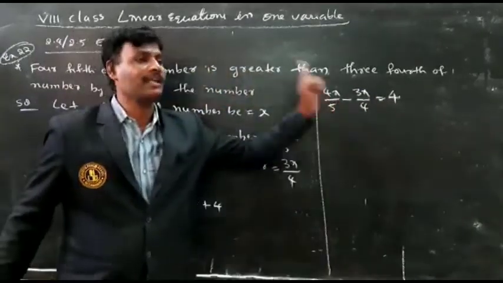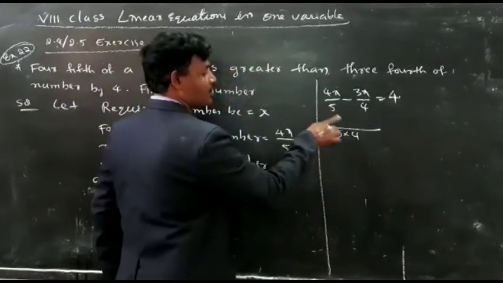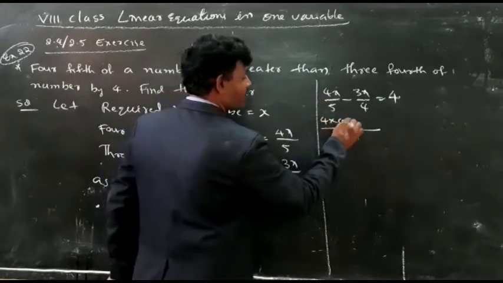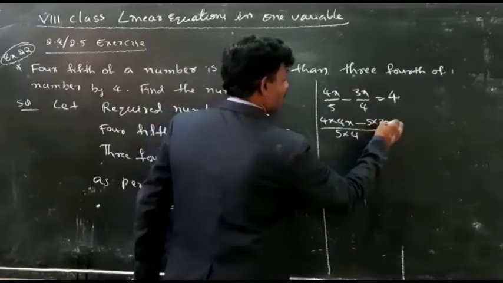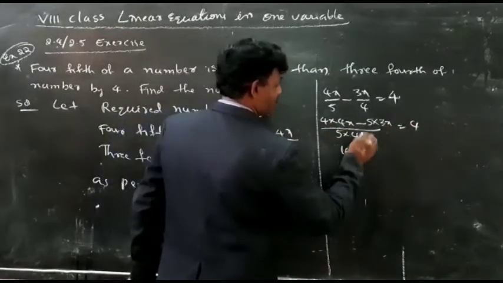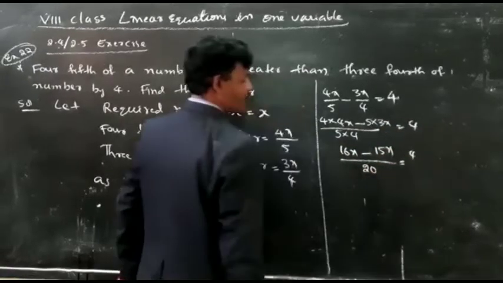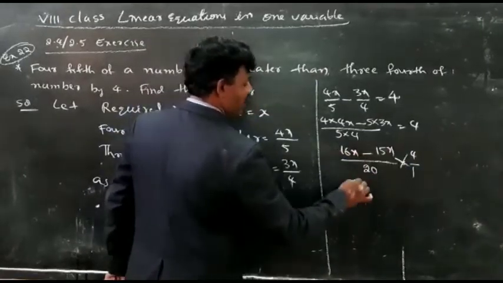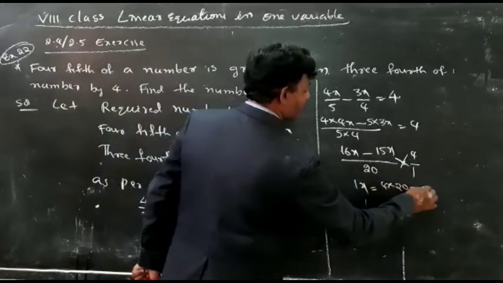Now here I am taking the LCM. What is the LCM here? 5 into 4, 5 4s are 20. 20 goes 4 times in 5 tables, so it is 4 into 4x minus, 4 5s, goes 5 times, so 5 into 3x, is equal to 4. 4 4s are 16x minus 5 3s are 15x by 20 is equal to 4. Now I am doing cross multiplication. By doing that, 16x minus 15x is nothing but 1x, is equal to 4 into 20, is equal to 80.